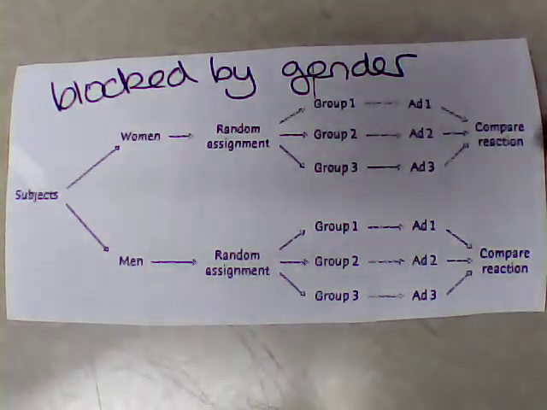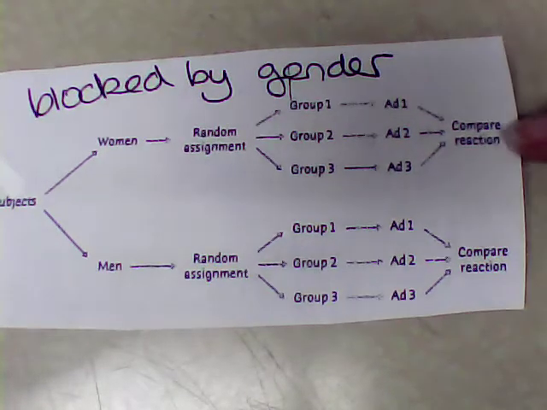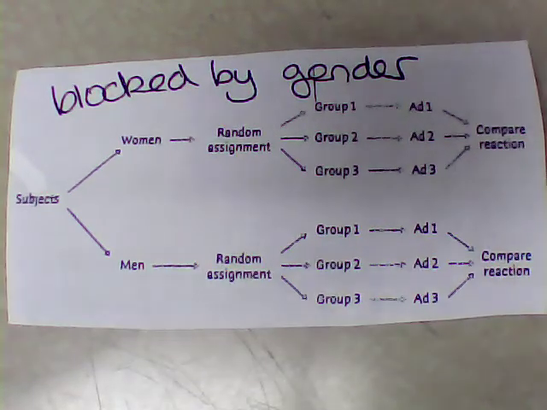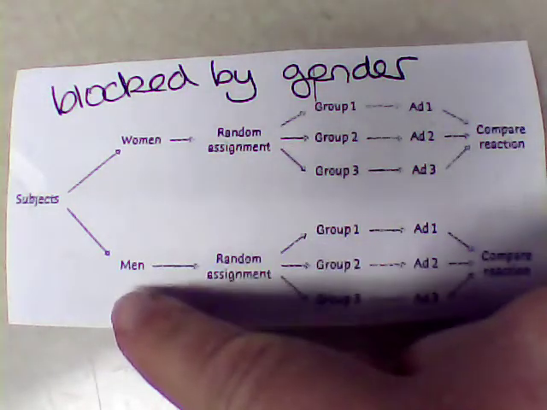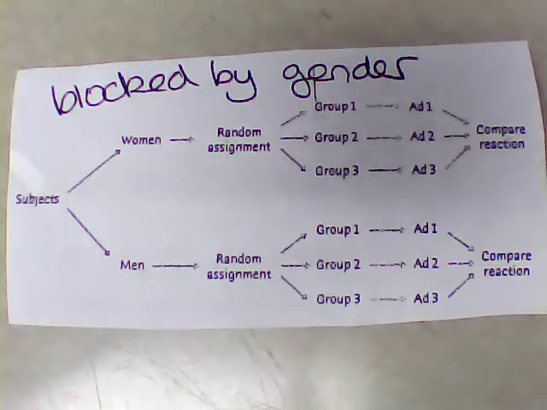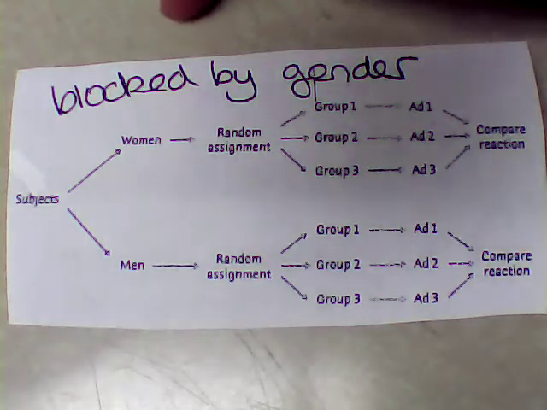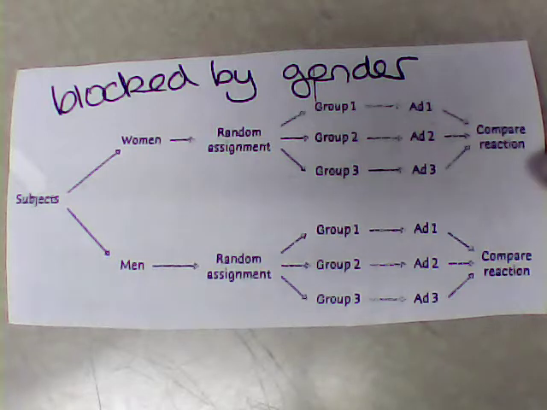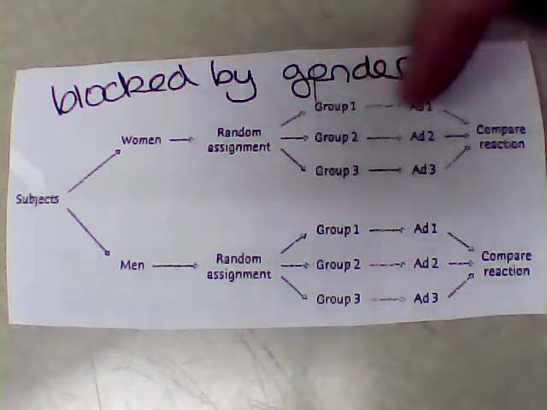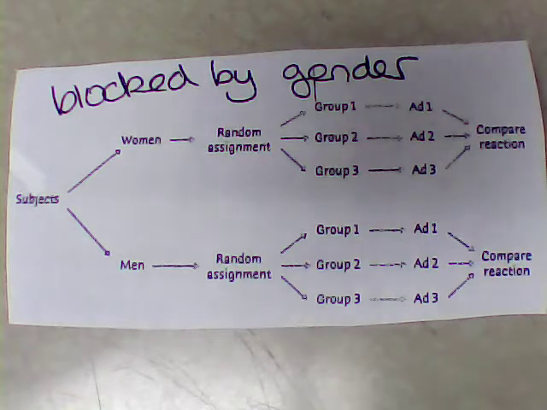Some people in the past have drawn another arrow comparing the reactions of men to women. You do not need to do that, and that's not actually right. The entire point of doing a block is that you think women and men are going to respond differently. So if you think that men and women are going to respond differently, there's no point at the end to compare men and women. You've already established that you thought they were going to be different. So you're only comparing, in this case, within the blocked genders, women to women and men to men.